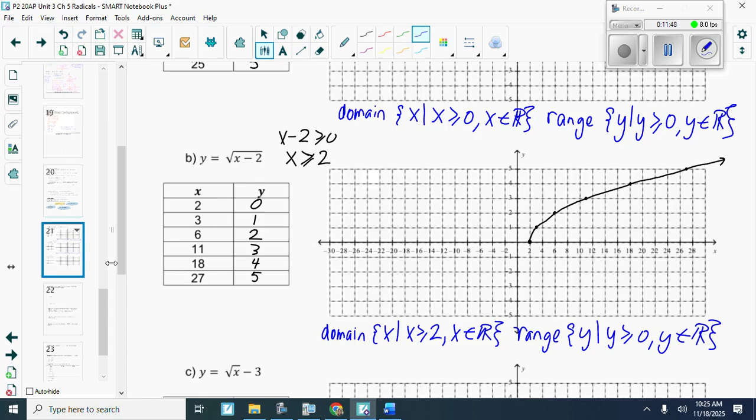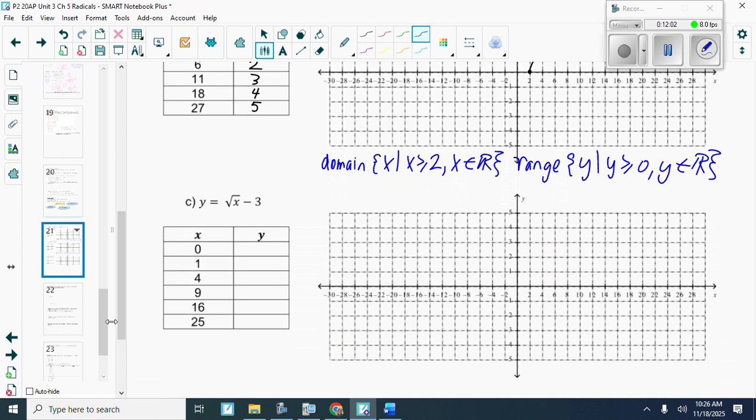Okay, in the next question, part C, do you see the difference between B and C? So in B, the number is under the radical sign. That indicates that there's a horizontal translation. In C, the number is outside of the radical sign. So that's your vertical translation. That's just taking our original function and we're just going to move it down 3 units.